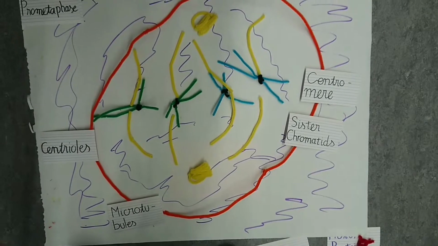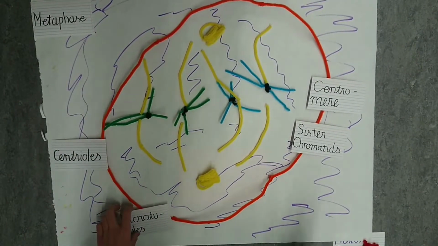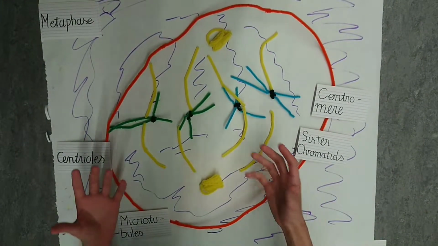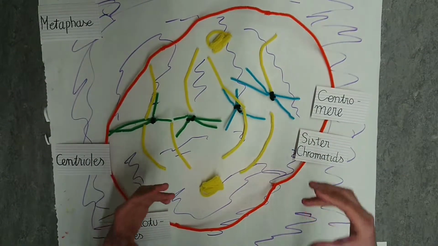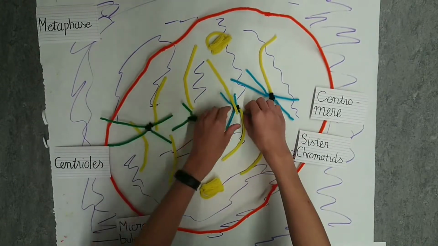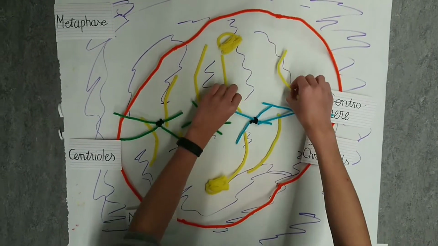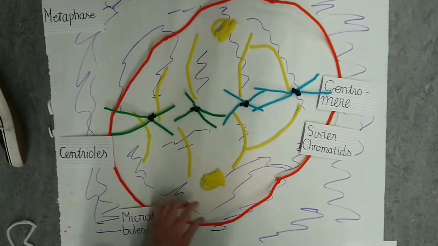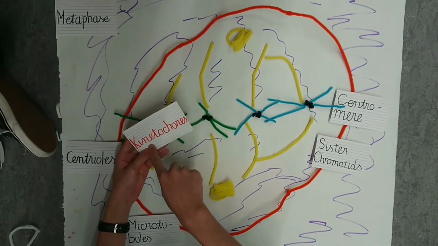After that, the next phase is metaphase. During this phase, the microtubules have the function of moving and pulling the sister chromatids to make sure they line up with each other, which you can see like this. It makes sure they line up so they are ready for the next phase. They are still connecting to the centromeres. At this phase, this black thing right here is called the kinetochores.